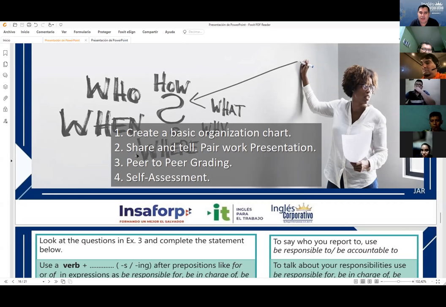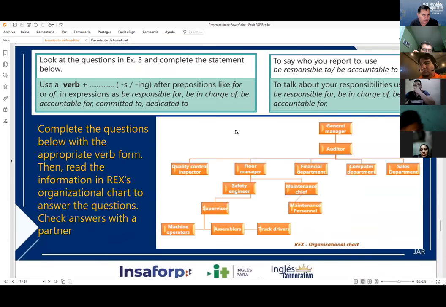Comparta y diga. Share and tell. Pair work presentation, o sea, en parejitas, dice, pero somos muchos, mejor así para que lo hagamos. Peer to peer grading, esto no lo vamos a hacer. Self assessment, no, no vamos a ponernos nota. No nos vamos a dar nota por lo que hagamos. Pero vamos a tratar de hacerlo, ¿ok? Lo vamos a hacer así.